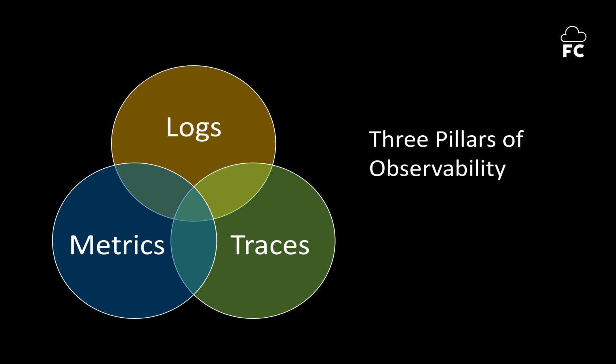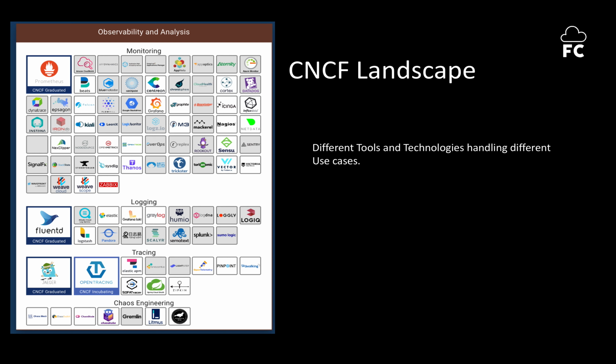Each of these pillars has its pros and cons, but depending upon what's required and what's important, all of these three things should be considered when analyzing or observing a system. So before we jump into the Elastic Stack, I would like to quickly give you an overview of the CNCF landscape of observability.